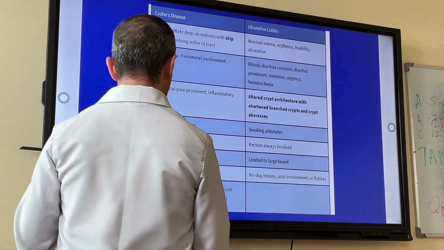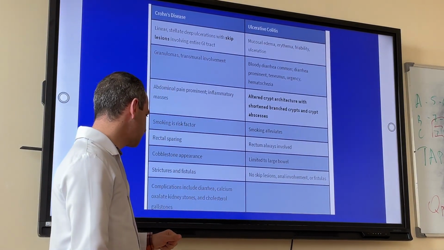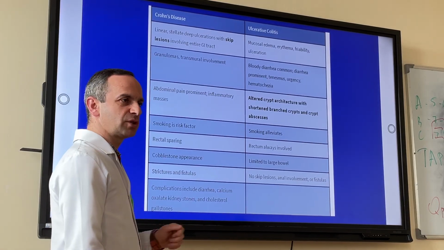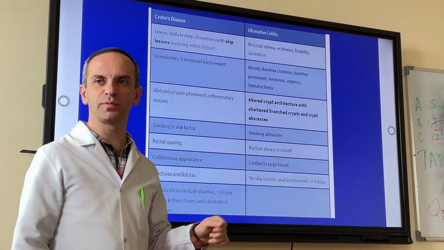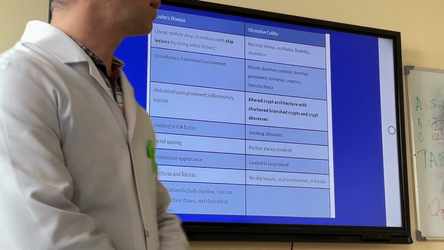The complications include diarrhea, calcium oxalate kidney stones, and cholesterol gallstones, because their metabolism also may be impaired on the background of this inflammation.